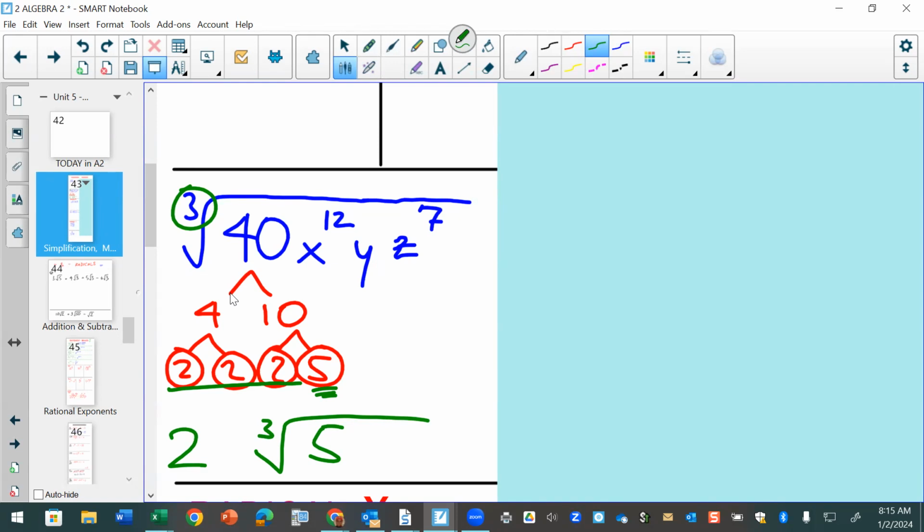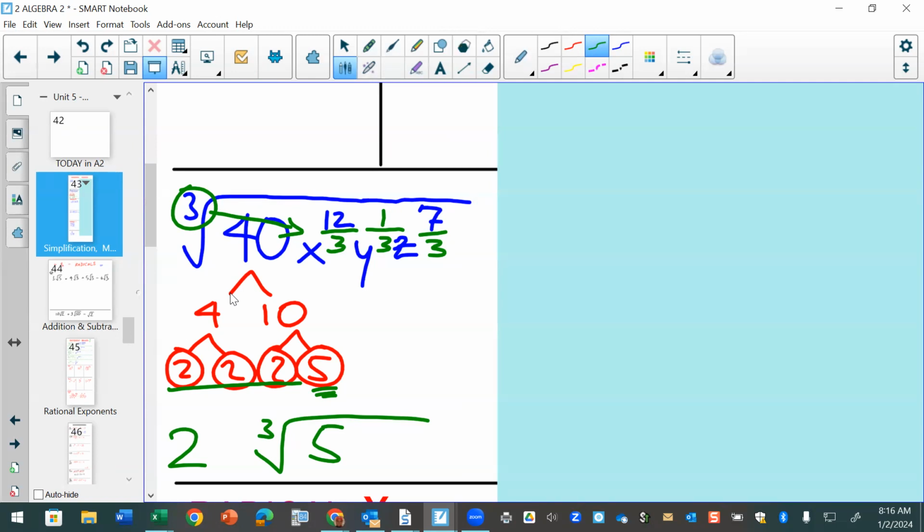Divide the exponent 12 by what? Okay, so this is what you should be looking for. You should be writing that 3 under everybody, including y. Y to the 1/3. Okay, so you're going to divide all the exponents by 3. And now whole number comes out, leftovers back in the fridge. Okay, hope that's how you remember this.